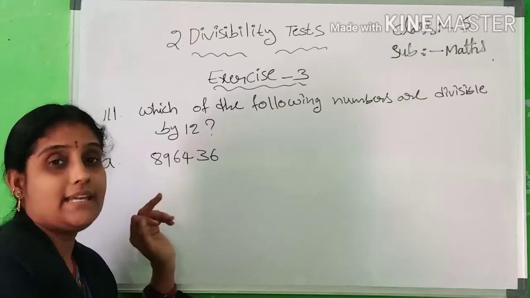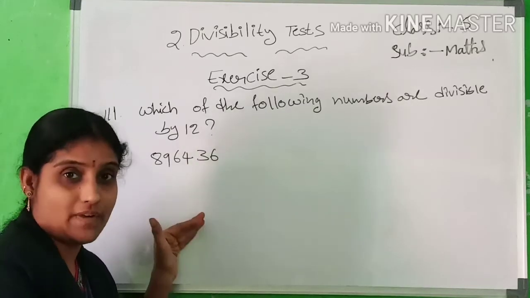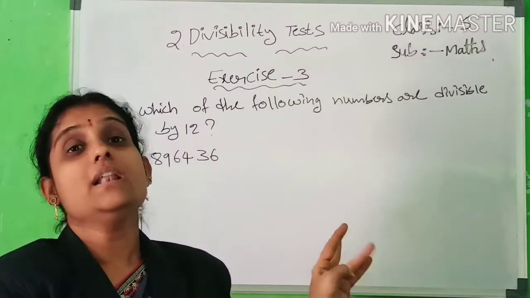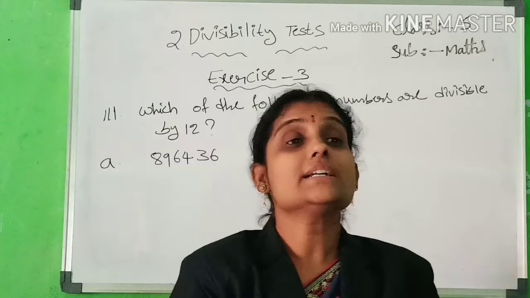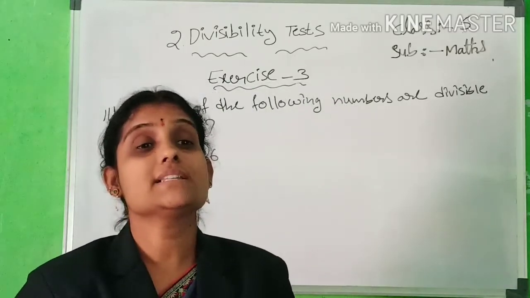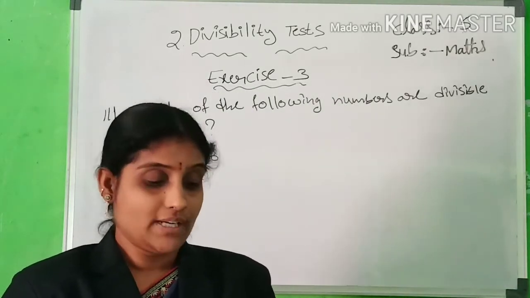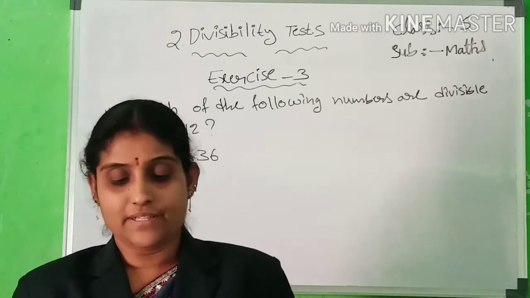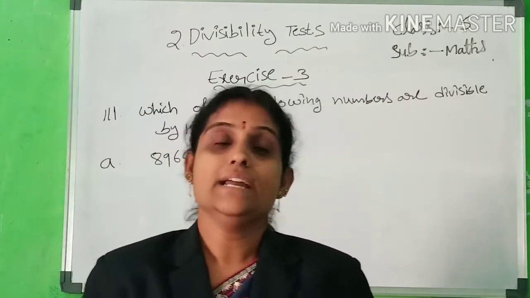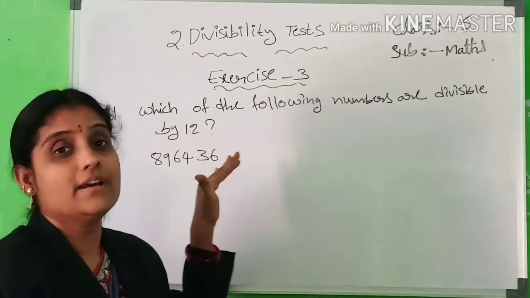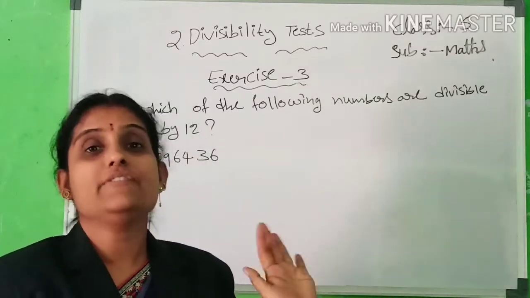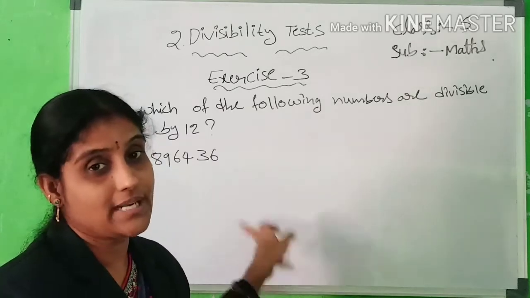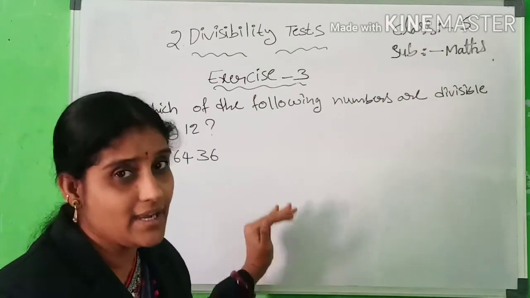Now given here, 8,96,436. Is this number divisible by 12 or not? First of all, tell me what is the divisible by 12 rule, children? A number is divisible by 12 if it is divisible by 4 and 3. Now here we check whether this number is divisible by 4 and divisible by 3. If it is divisible by both, this total number is divisible by 12.